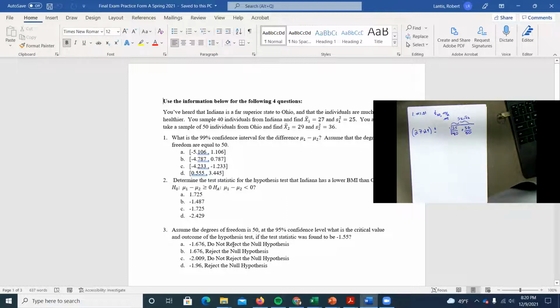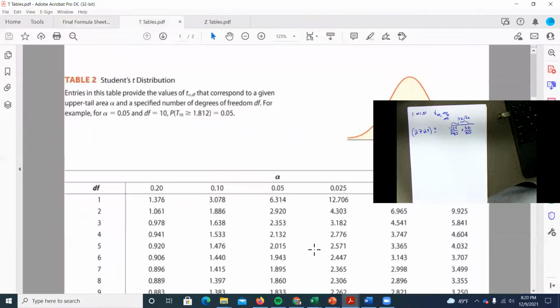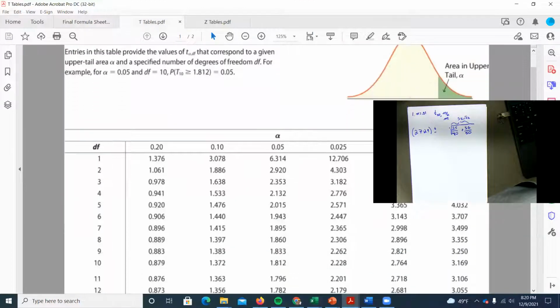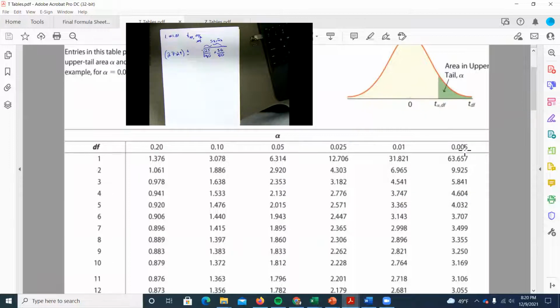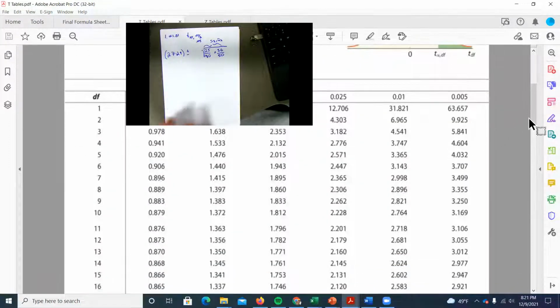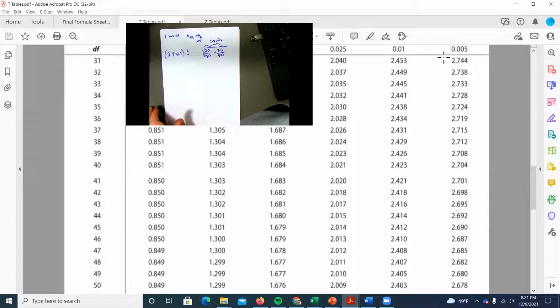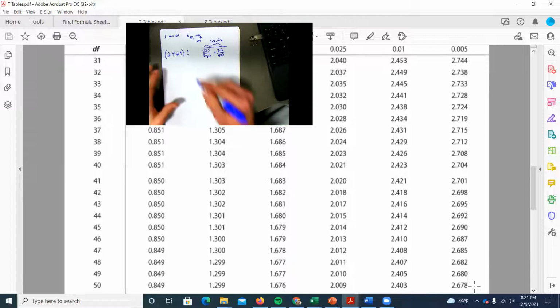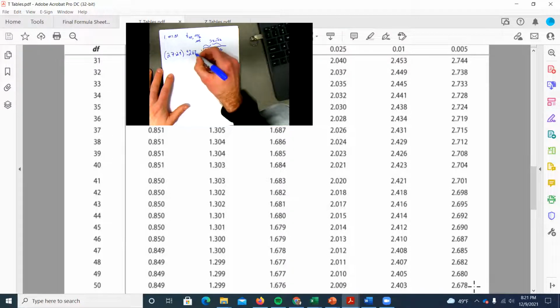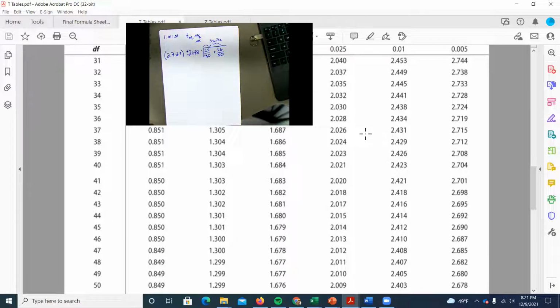So the only thing left to do here is go to our student t-distribution. We wanted 0.005 in each one of those tails. Our degrees of freedom was 50. So 0.005 in the tail, down to my degrees of freedom of 50, I'd plug in that 2.678. And from there, it's just a matter of getting this entered into our calculator correctly.